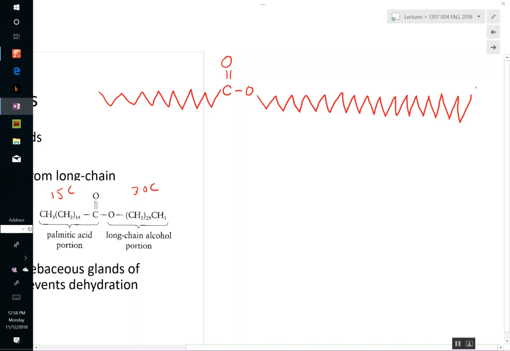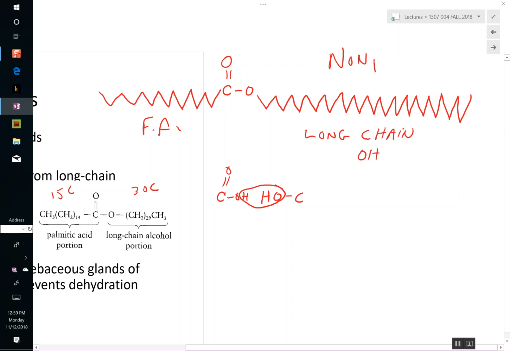There's a wax. You got one ester bond there. So you don't have glyceride here. This isn't a glyceride or a triglyceride. That is a fatty acid. And this is a long chain alcohol. So what did you have here? You had an alcohol reacting with a fatty acid. You split out that water molecule and you get an ester linkage. Nonpolar, very nonpolar tail here. 30 carbons long. Nonpolar tail over here.